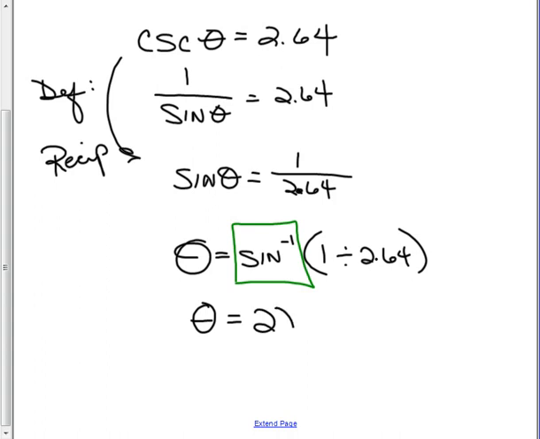22.2. Everybody agree with that? You have to. 22.3. You don't have to. You can be a rebel.